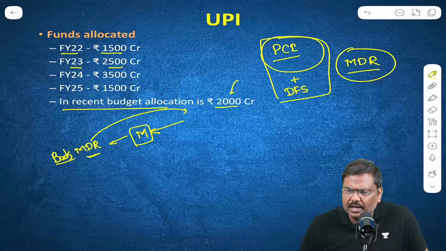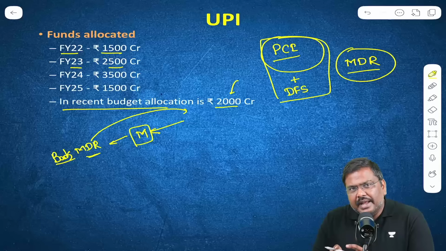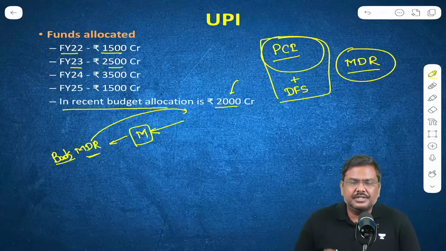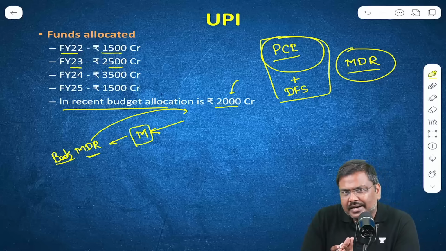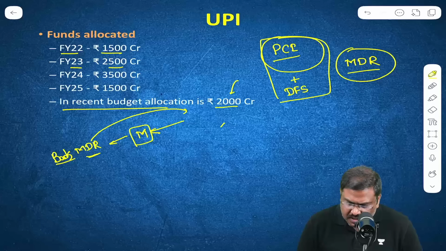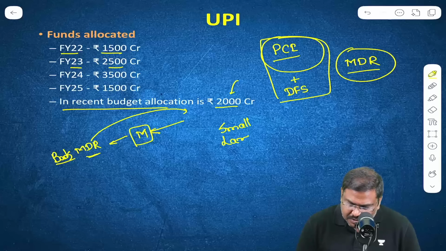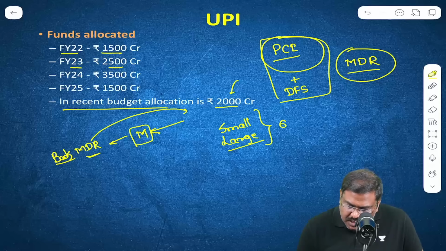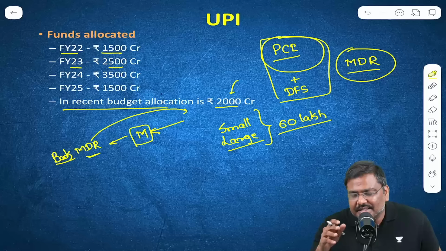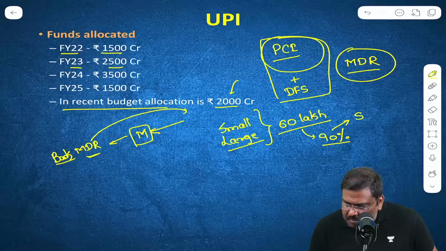So what is the proposal now? What is being discussed right now? Introduction of MDR will not be done for all the merchants. According to certain guidelines, merchants are generally divided into two categories. One is small merchants and the other obviously is large merchants. In case of India, the total number of merchants is more than 60 lakh. Out of these 60 lakh, more than 90% are classified as small merchants.